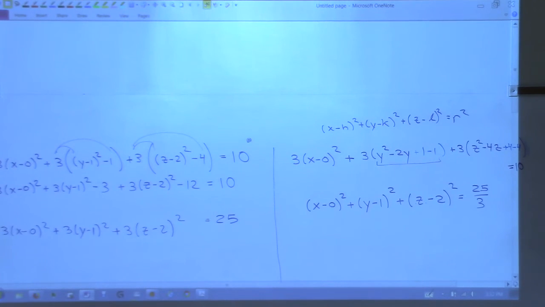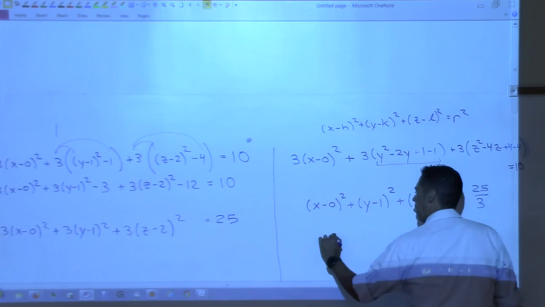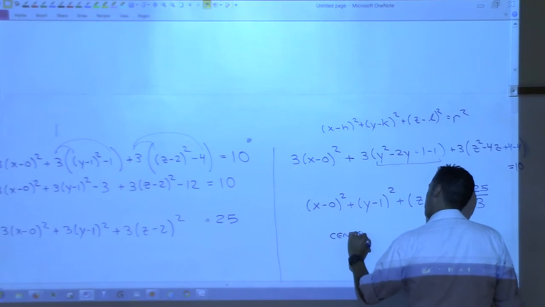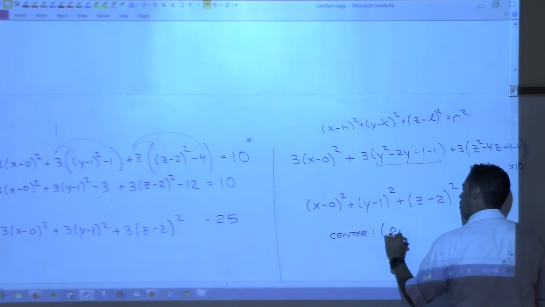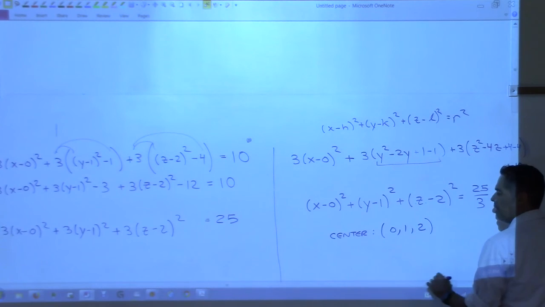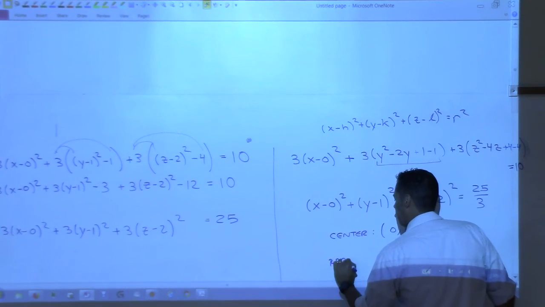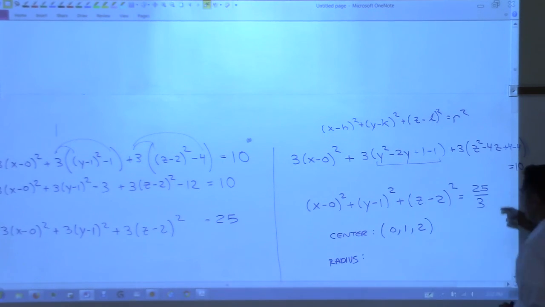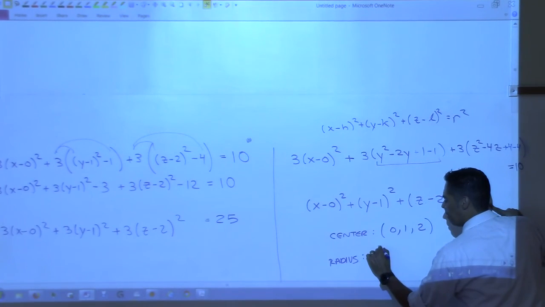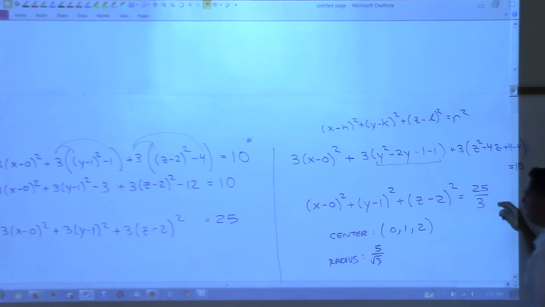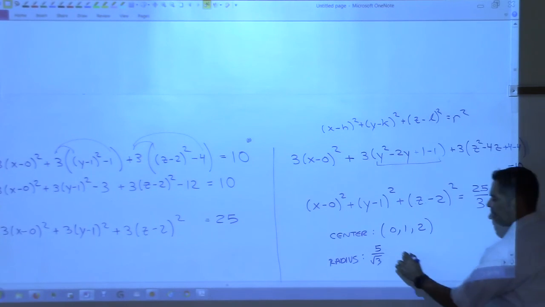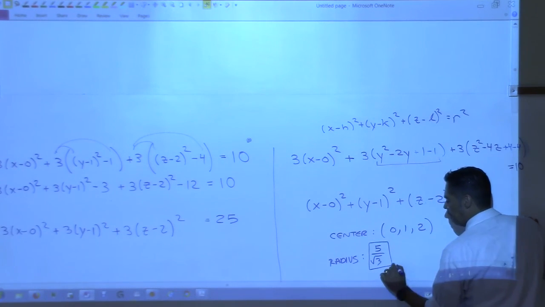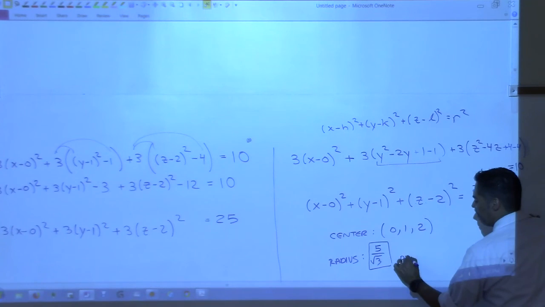So what's the center of this thing? The center is 0, 1, 2. And what's the radius of this thing? Careful, we divided it by 3. So what is it? I'm just leaving it. 5 over root 3? Yeah, root 3. Or you could write 5 root 3 over 3.